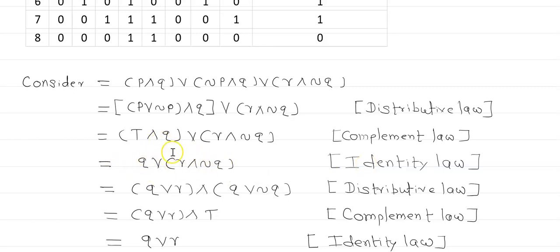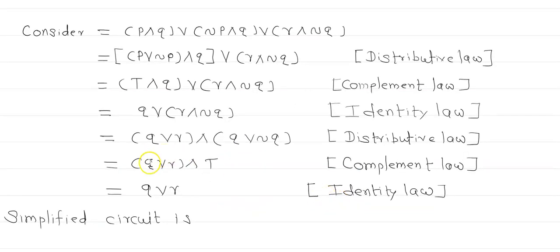That is Q or R and Q or negation of Q, and between these two, the or is distributed over the and. Now Q and negation of Q is again T by using the complement law. Now again, what is happening? Q or R and T. Again by the identity law, the value of this statement depends on Q or R. It is Q or R.